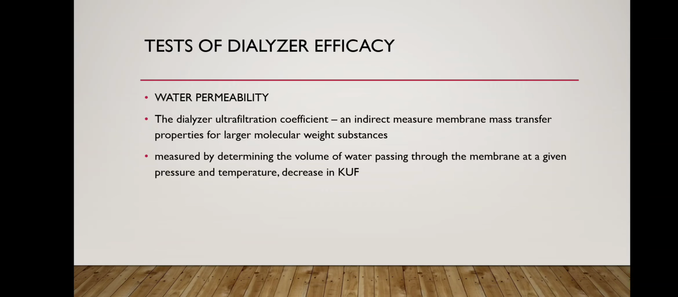Then test of dialyzer efficiency. First one is water permeability. The dialyzer ultrafiltration coefficient, KUF, is an indirect measure of membrane mass transfer properties for larger molecular weight substances. The water permeability is measured by determining the volume of water passing through the membrane at a given pressure and temperature. A decrease in KUF means a decrease in ultrafiltration rate.